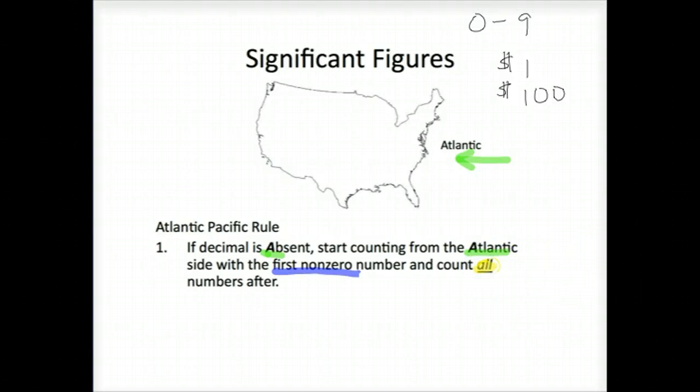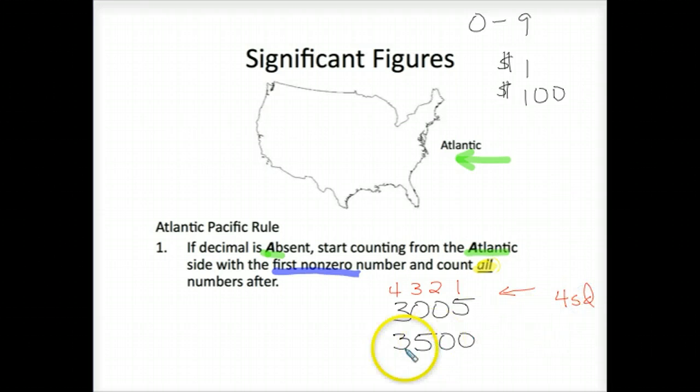Now, for example, if I have something like 3005 versus, let's say I have 3500. Now, we're going to start with the first one, 3005. The decimal is absent, meaning there's no decimal included in the number. I start counting from the Atlantic side. That means I'm going to come over from this side on the left. I'm going to find my first non-zero number. My first non-zero number from the left is my 3. That's my first one. I'm going to count everything after. Well, this is after, this is after, and this is after. So this number has a total of 4 significant digits.